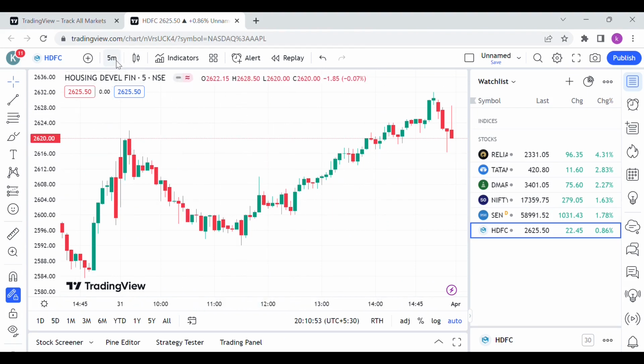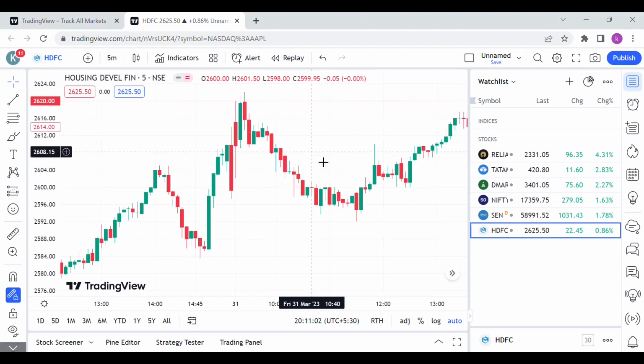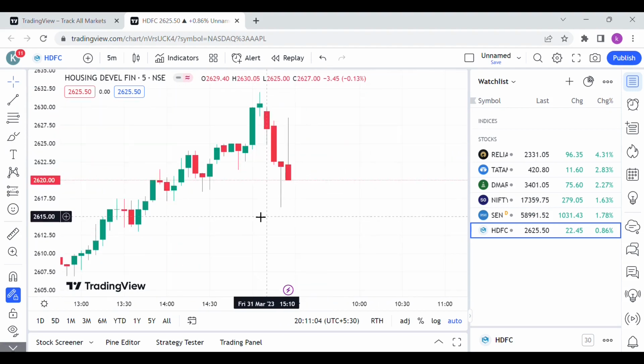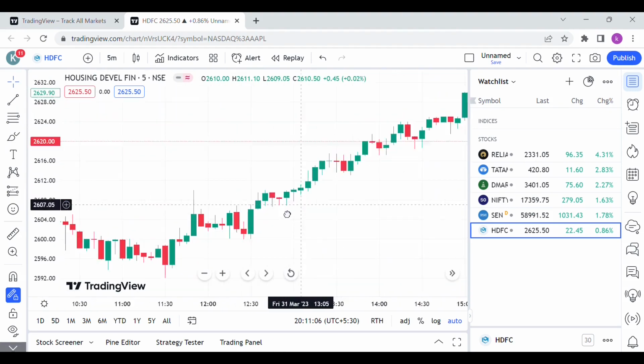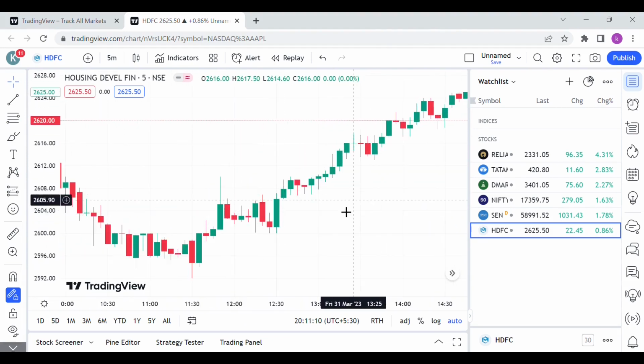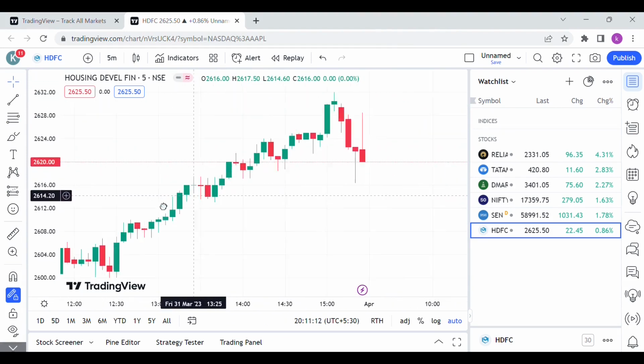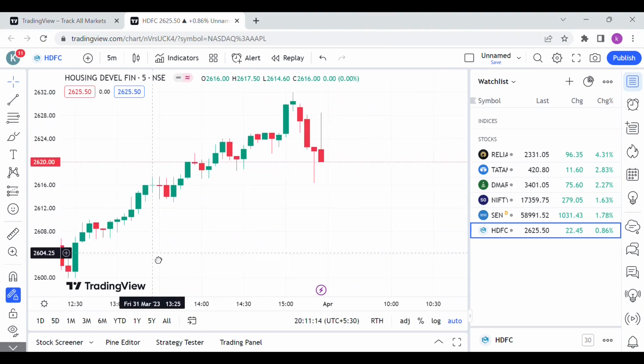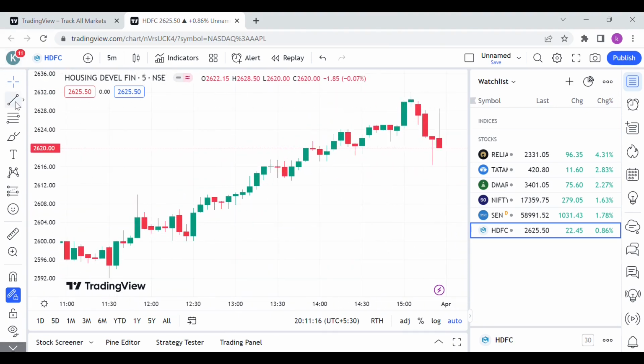After this, on the right and left hand side, these are all the tools. You can see this is the cross. If I want to zoom in or zoom out, I can place this cross anywhere and adjust it according to my preferences.